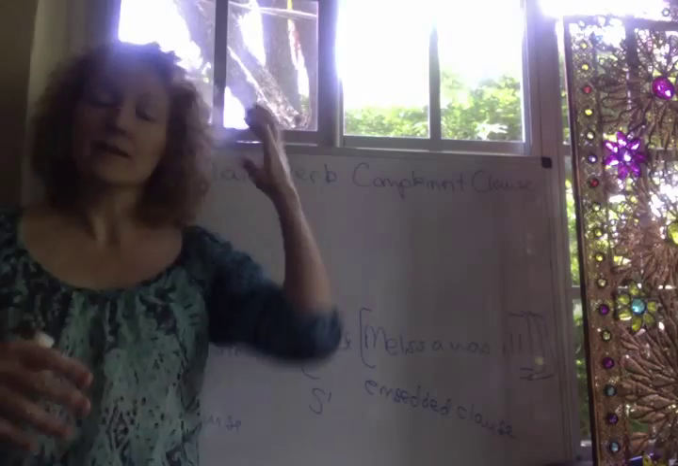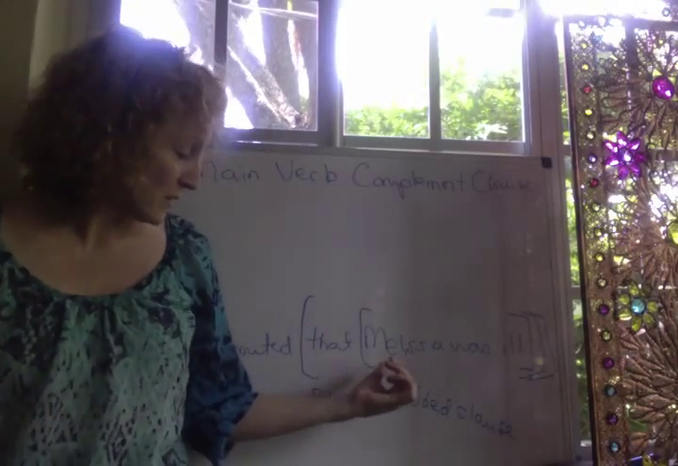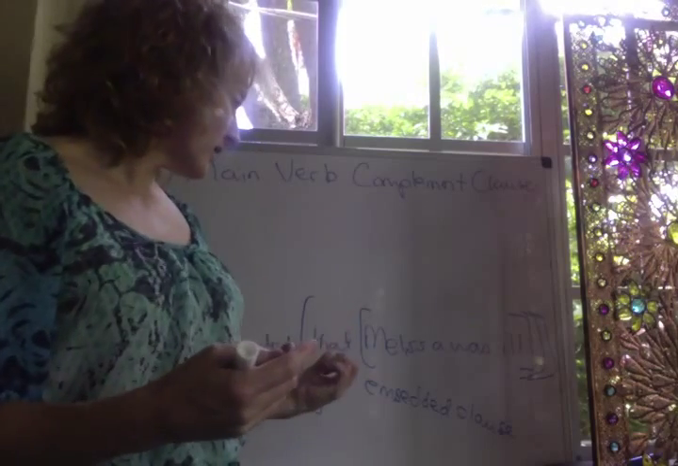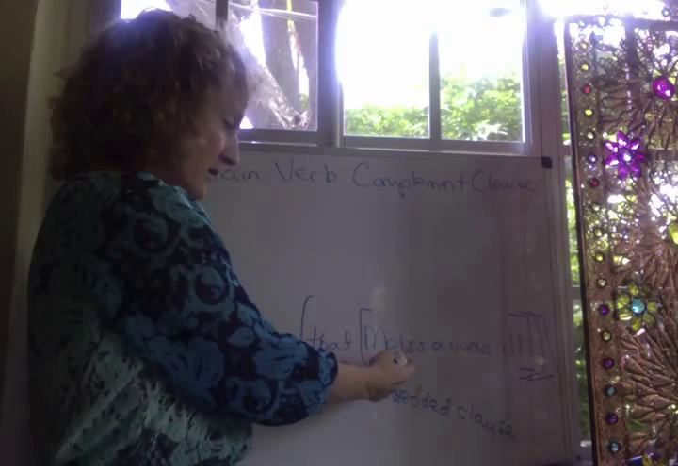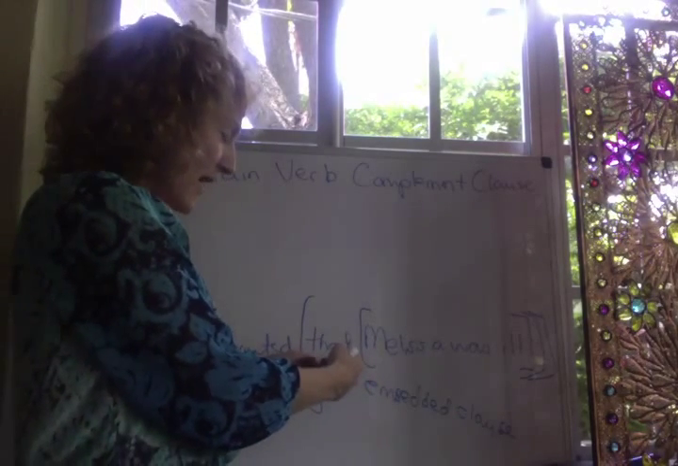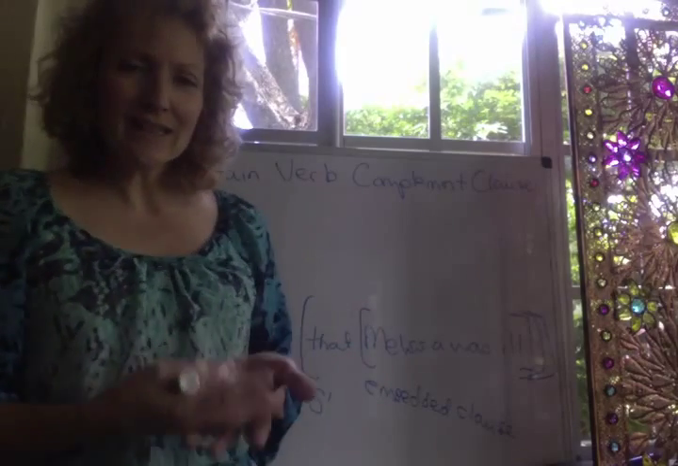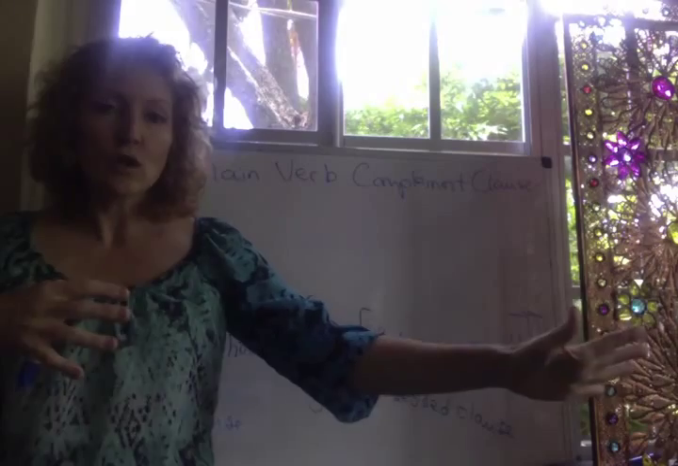We don't want to say that the complementizer is part of the subject of this sentence, because if you say Harry shouted that Melissa was ill, the subject of this sentence is not that Melissa, right? That doesn't make sense. It's just that really doesn't carry any independent meaning in the sentence. It's just saying, I have a sentence following me.